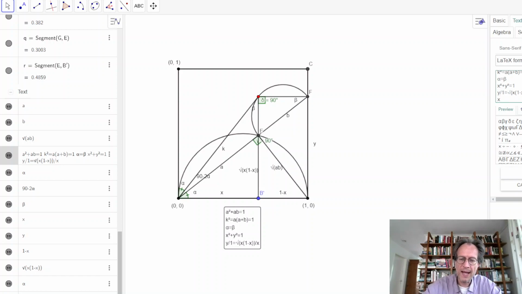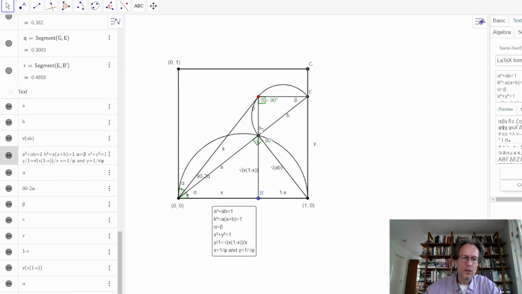It solves to x equals 1 over phi, the golden ratio, and y equals 1 over the square root of the golden ratio. So there we have the coordinates and the answer to the question. The coordinates of this tangency point: the x coordinate is 1 over phi, the y coordinate is 1 over the square root of phi.